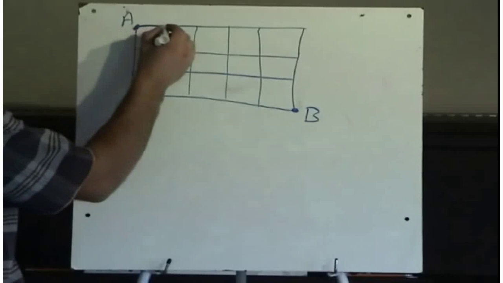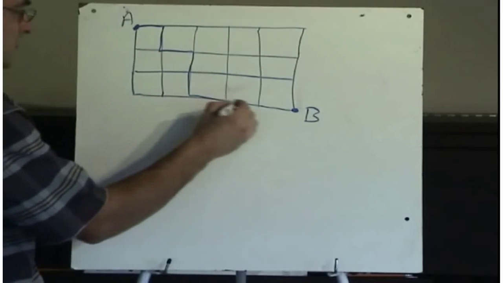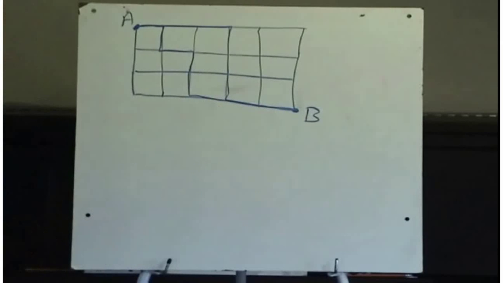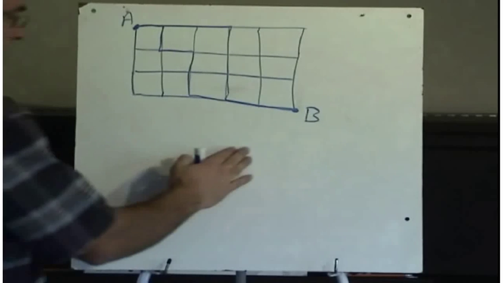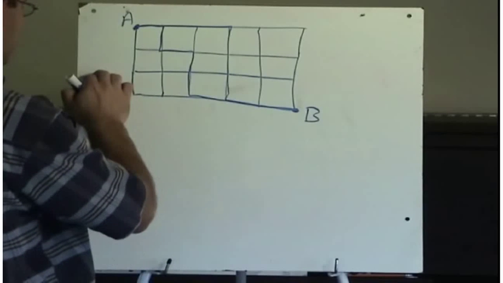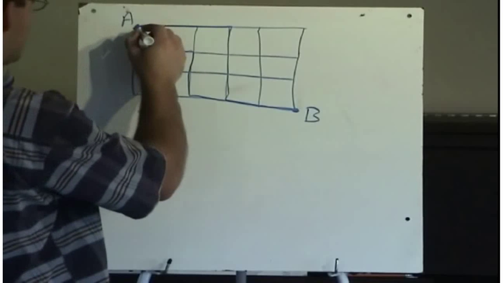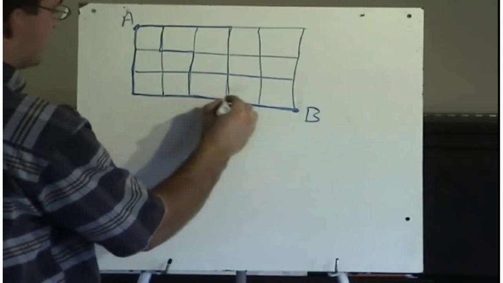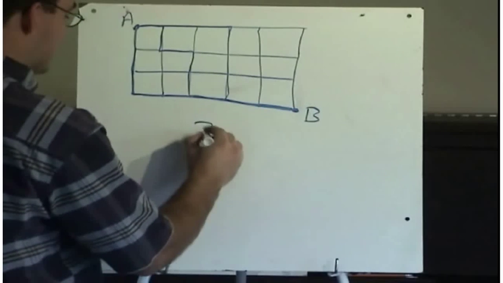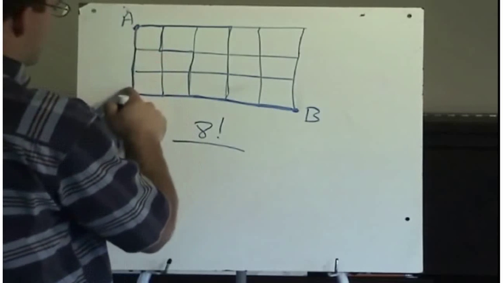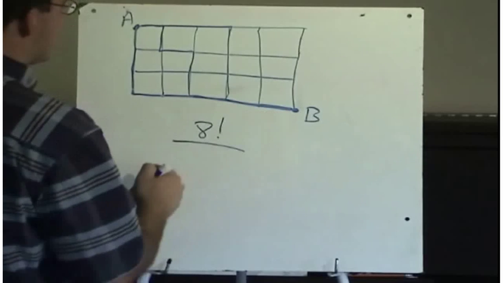So this would be one way, this would be another way, and so on. So how many ways can we get from A to B? Well, this actually works out like a permutation or factorial type notation as well, where we've got 1, 2, 3, 4, 5, 6, 7, 8. So 8 factorial is how many paths or how many choices we have to get from A to B.